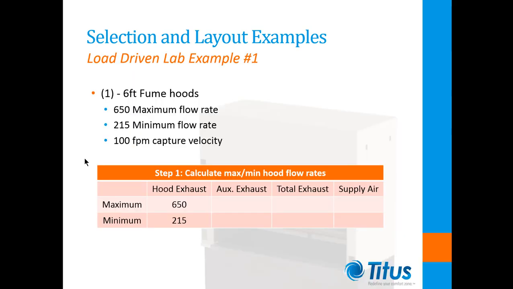In our next example, we'll consider a room with only one 6-foot hood. In this case, the minimum ventilation rate requirements are met when the hood is operating at its maximum flow rate of 650 CFM. At minimum flow, that requirement is not met. This means we would need an additional exhaust airflow of 285 CFM to meet the minimum air change rate we are looking to maintain.